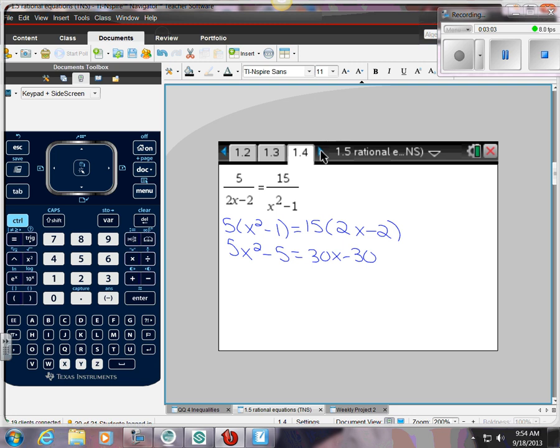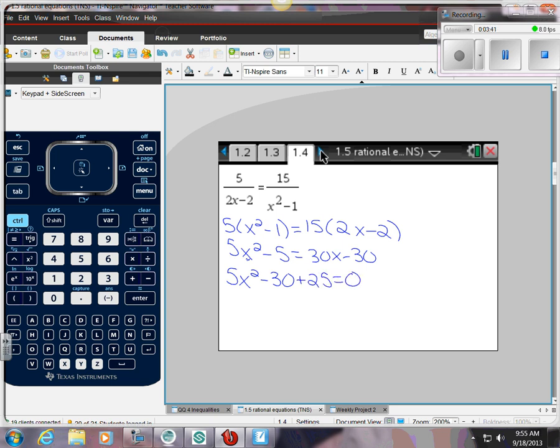Good, I want to get it all on one side. Why? To get it set equal to 0, because it's a quadratic. If it's a quadratic, chances are you want to get it set equal to 0 so that you can solve it, probably by factoring. So we want to get everything to one side, left or right? Let's go left. So I'm going to subtract over the 30x. Is there any other x over here to combine with? Nope, so we're just going to bring it over. And we're going to add over 30. 30 plus a negative 5 is going to give me 25.